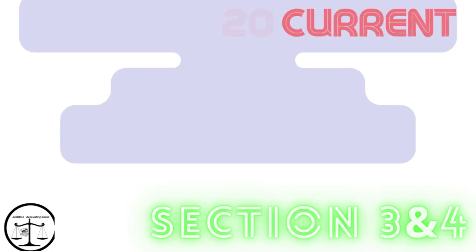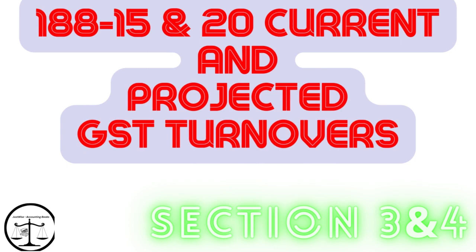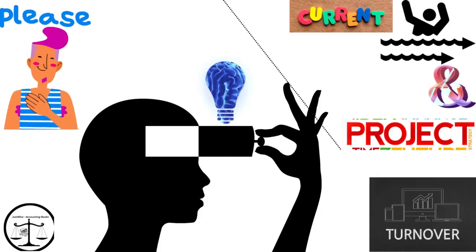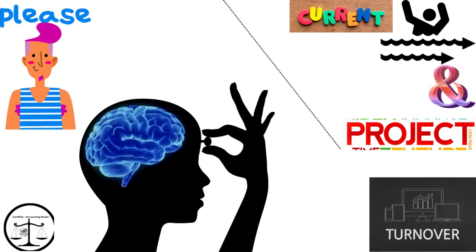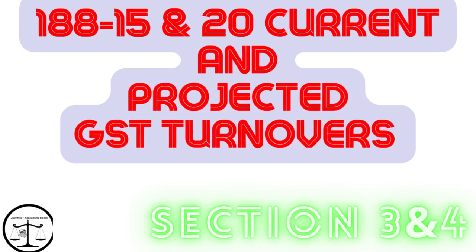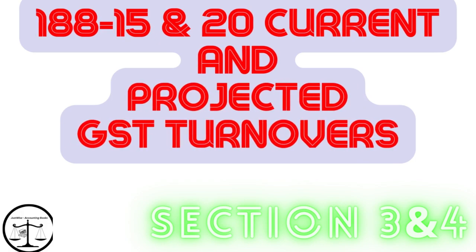Now we will have a look at Division 188-15 and 188-20 of Chapter 6 of Volume 2. We will discuss current and projected GST turnovers. Please keep in mind there is not much difference between current and projected GST turnovers. Keeping this in mind will make it easy for you to understand them.